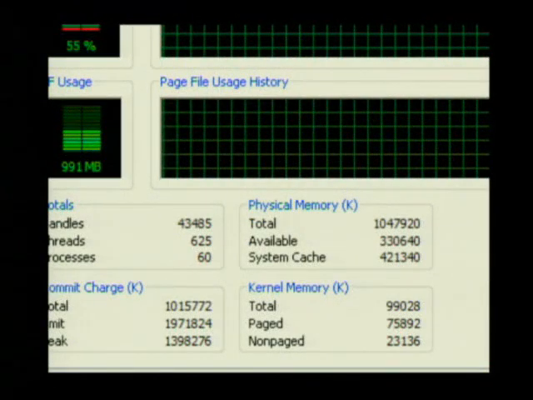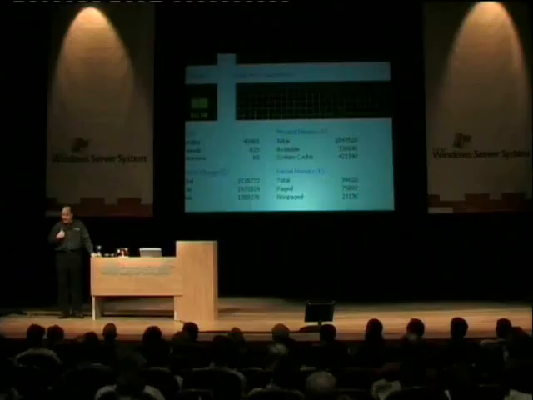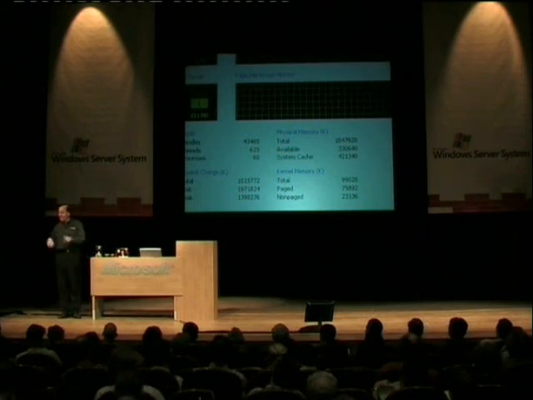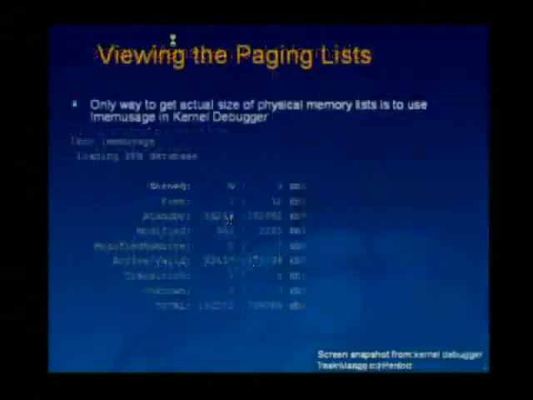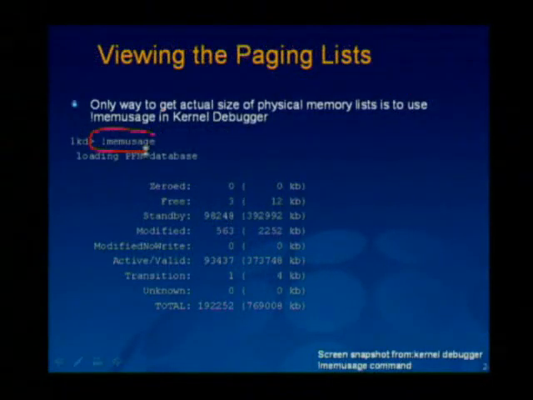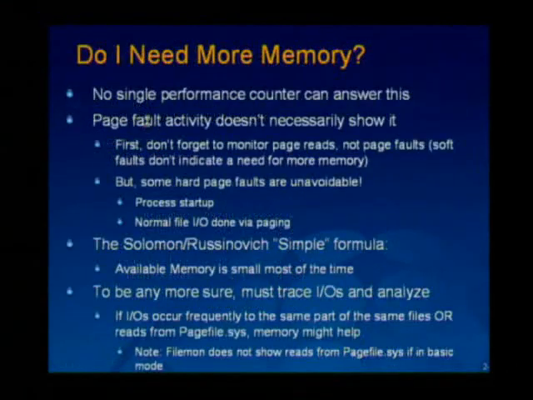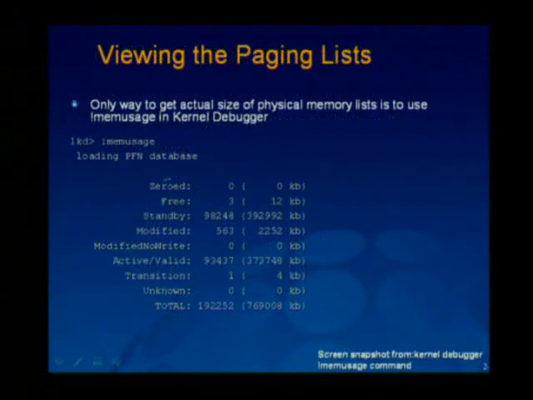I don't know whether that's 330 megabytes of file cache, that would make me feel good, or 330 megs of zeroed memory that I've never used and should take out and give to a friend. Right? You have no idea what the breakdown is. And that's why on the next slide there's a pointer to a kernel debugger command, the !memusage command. This is a kernel debugger command that can show the breakdown of the list.